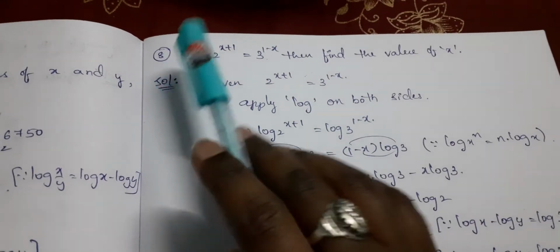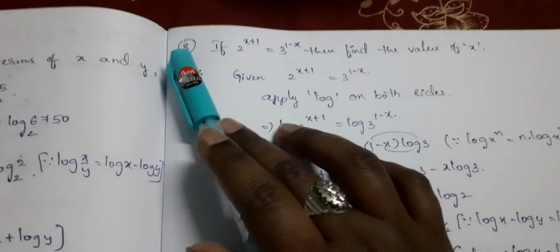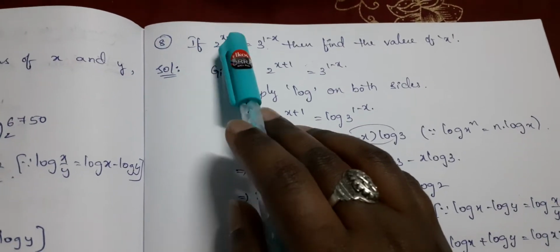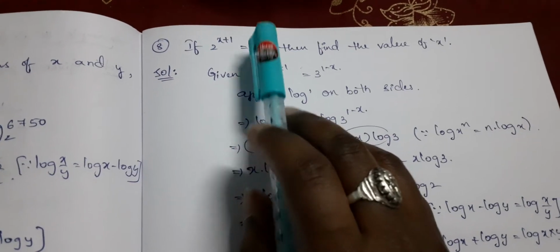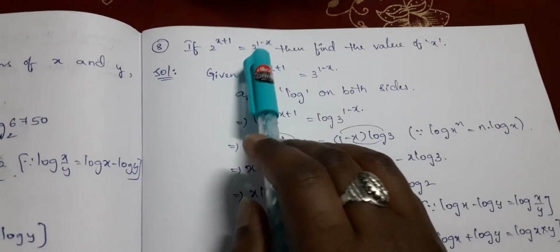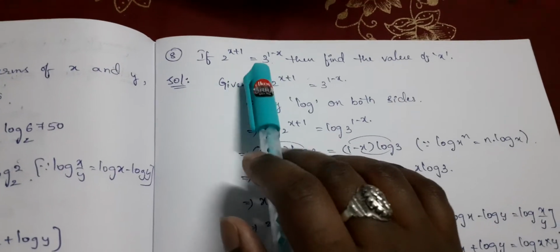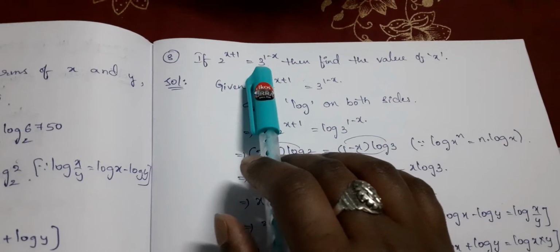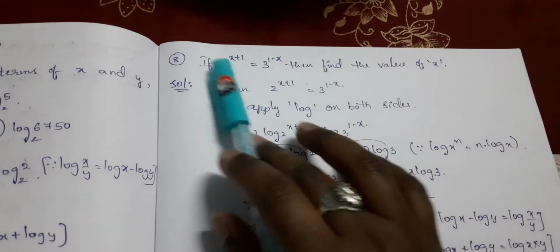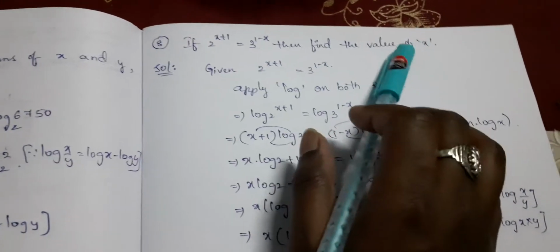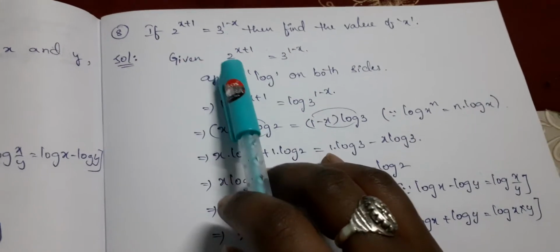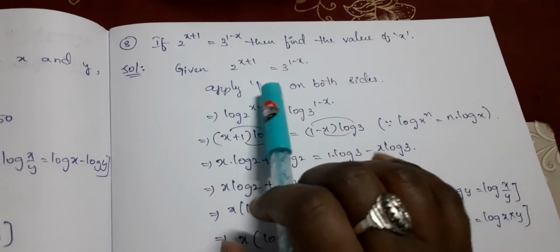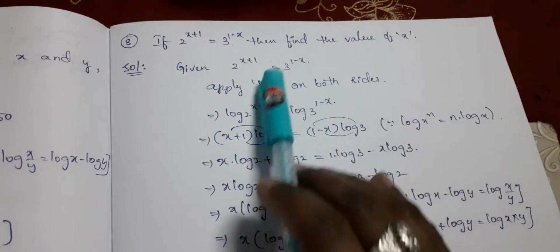Okay. Next exercise question, just like the example, but with a somewhat different approach. Eighth question: if 2 power x plus 1 is equal to 3 power 1 minus x. In the before example the base was equal, but here I am taking another base value. From this also I need to find the x value. Just understand the procedure.